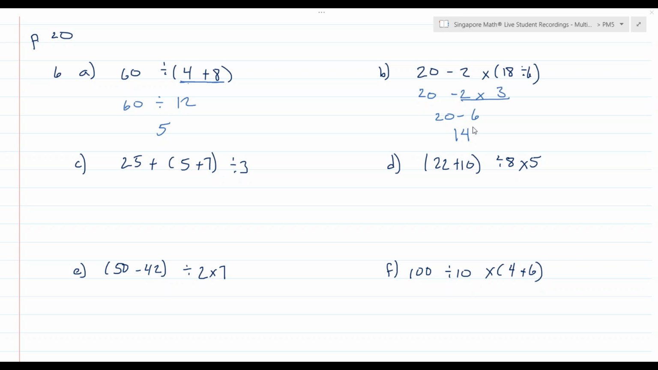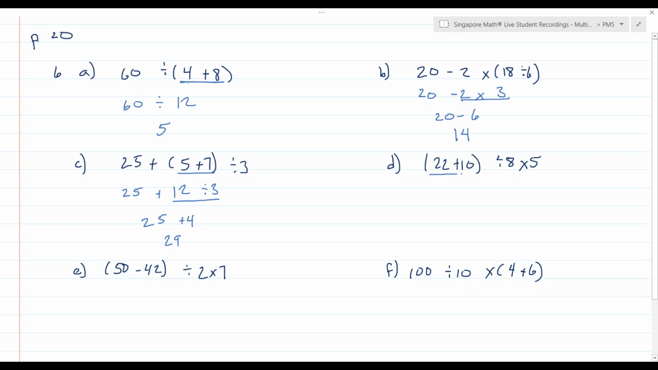You always, always, always have to do one step at a time and make sure that you do the order of operations. Letter C, again, pause the recording, try it for yourself, see how it goes. First thing I'm going to do is 5 plus 7 is 12. 25 plus 12 divided by 3 means 12 divided by 3 happens next. 25 plus 4 is 29.